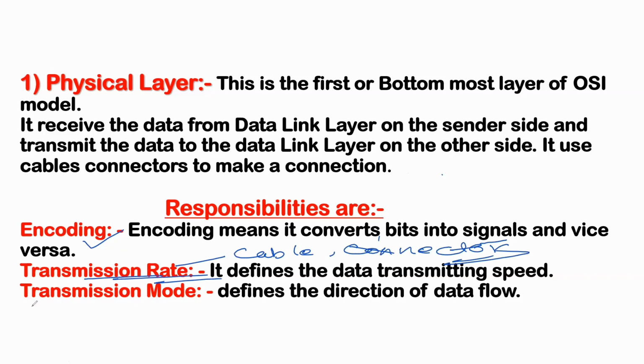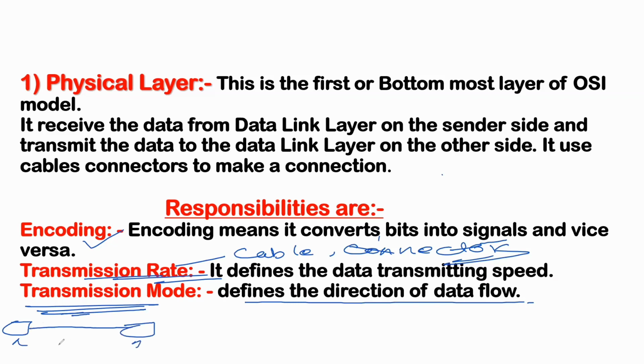Okay, and next is transmission mode. Transmission mode defines the direction of data flow. Suppose you have two devices connected to the network. On this layer it is decided whether your data will be in simplex mode, half duplex, or full duplex. I think you have heard about these things: simplex, half duplex, or full duplex.